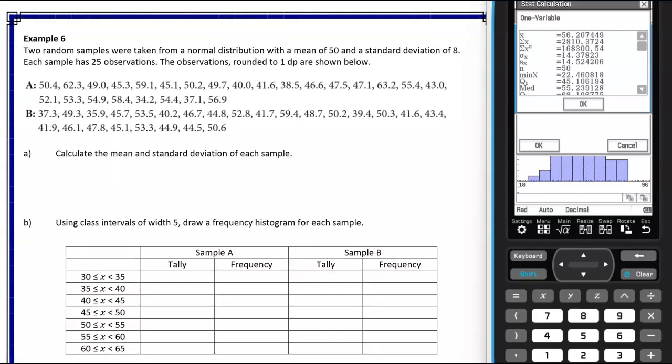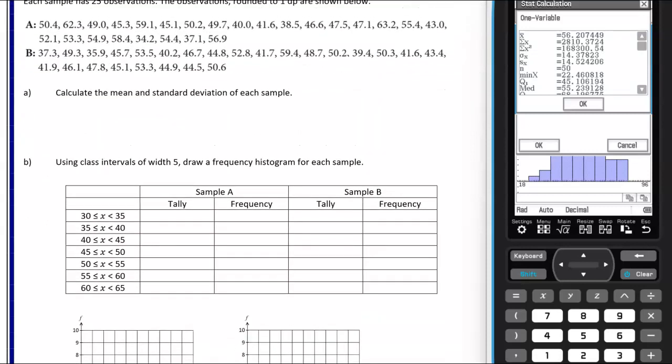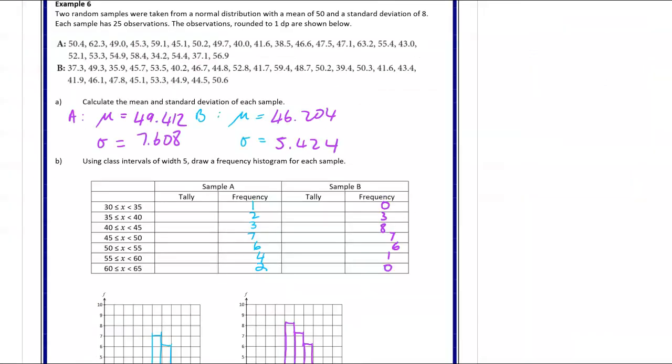So with the next question, if you work in pairs, one of you can do set A, one of you can do set B. That way you're not both doing two sets because it gets a bit tedious. So from what I can see here, you have two different samples, both with the same number of observations, and here we have two different means and two different standard deviations. It is taken from a data set that has a mean of 50 and standard deviation of 8. So you can see there are differences, certainly.